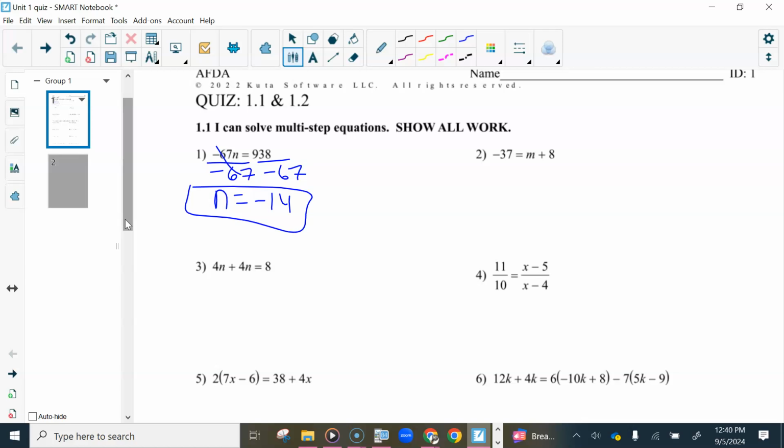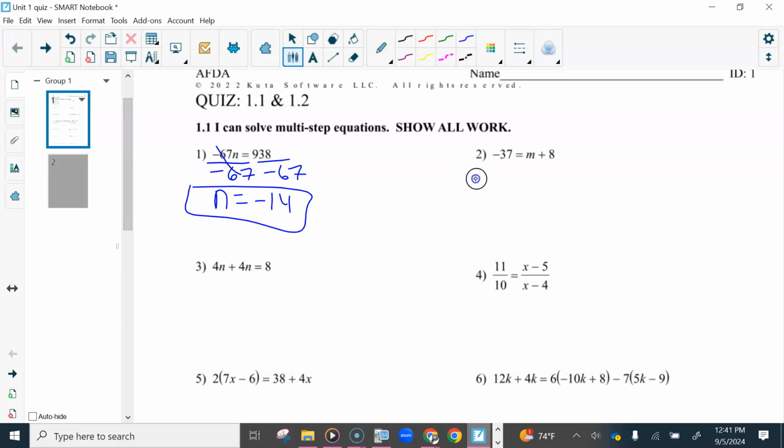Questions on number 1? One thing I did want to say, make sure you're keeping your variables consistent. Don't start solving for n, but then change this to x, because now you've solved for something different. Make sure your variables are whatever it's solving for. And make sure when you put your answer, it is your variable equals that number, not just your number.